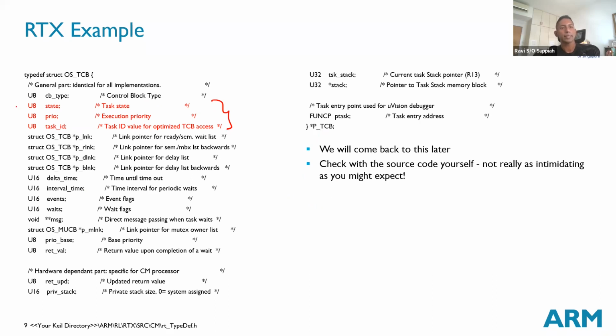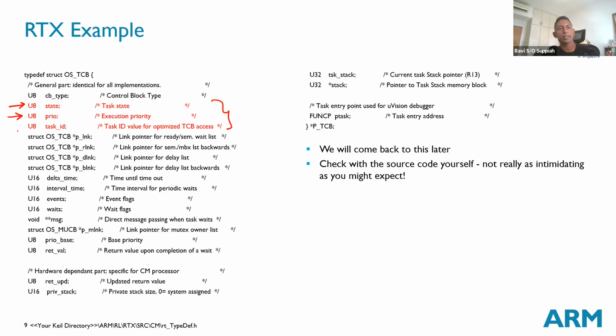One is the task state. The task state gives us a sense of where I am, what I am allowed to do, or what I am waiting for. So that is the state of the task. The other one is the priority. When you create a task, you can also specify priority, and that gives us some idea of which tasks are more important than others. And then the third one here is the task ID.